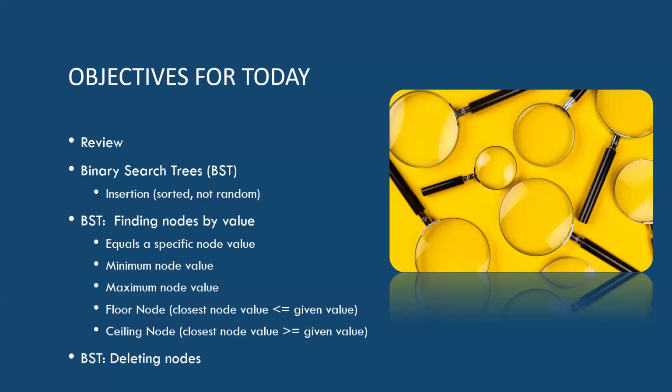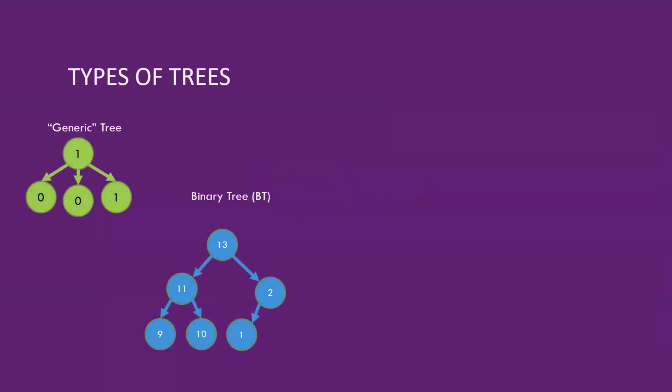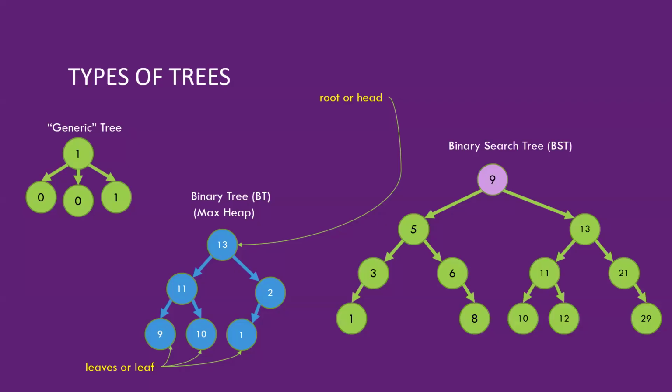Okay, so those are kind of the topics for today. A couple things to review. We said we could have regular trees, binary trees, right? And we looked at a particular kind here, which is a max heap, which we shoved into an array a week or so ago. And we treated the root or the head as position 0 in that particular array. We're on the binary search tree now, which ideally should be ordered in a very particular way.